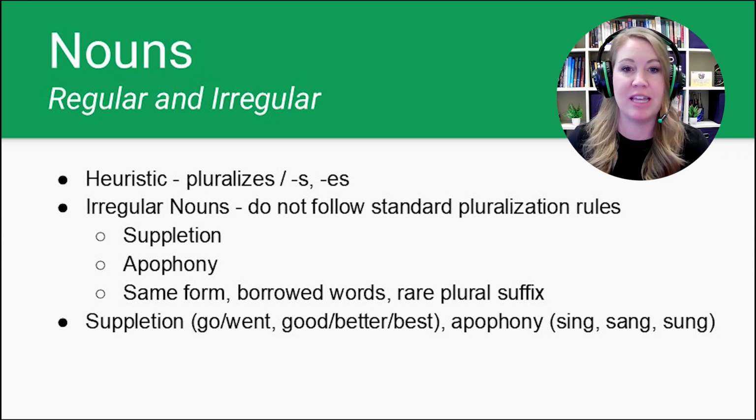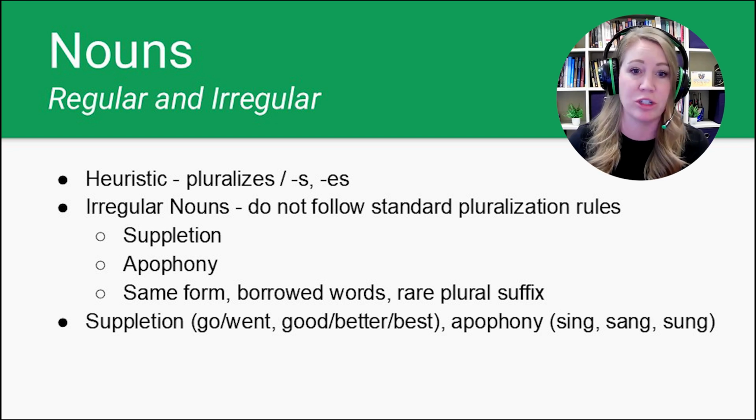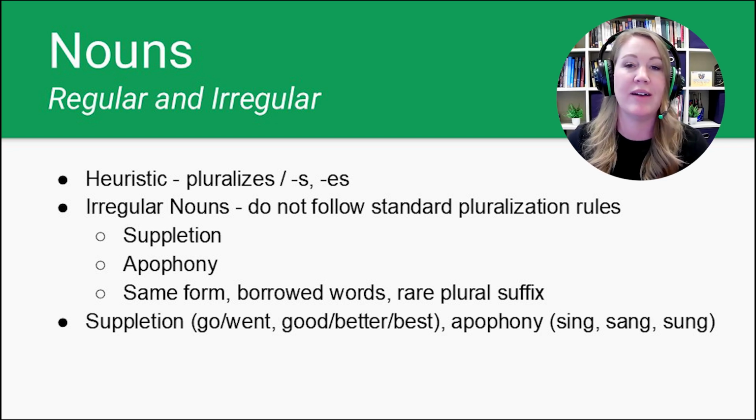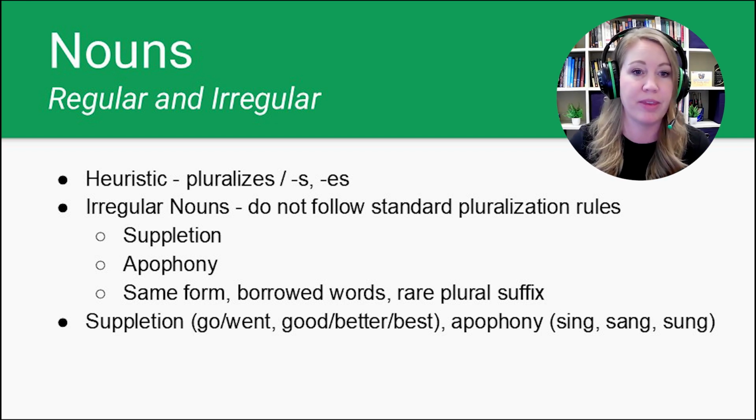Another thing to keep in mind is that there are words that kept their original plural forms from the languages that they were borrowed from. So when these words came into English, they brought their grammatical structures along for the ride. So we have irregular nouns like syllabus and syllabi, cactus and cacti, analysis and analyses, also nucleus and nuclei. So these nouns kept their plural form from the language in which they were borrowed.